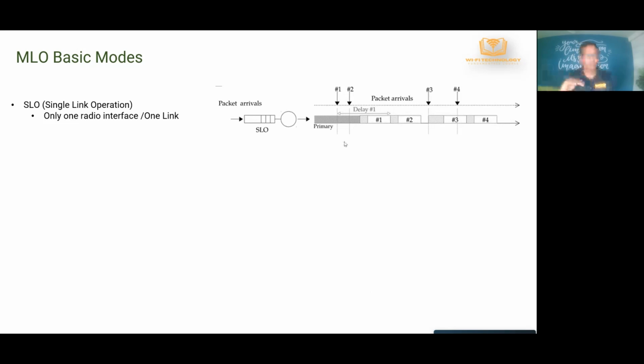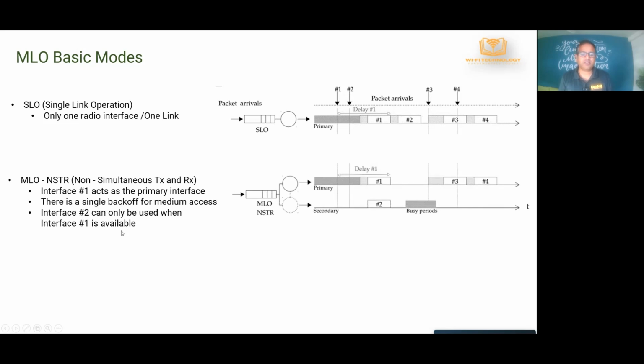You will send one packet at a time. You will back off basically, and then you wait for interface space, then transmit. And so that's how packets are normally getting transmitted. But if you're using MLO, and under MLO there is something called NSTR, or non-simultaneous transmit and receive.